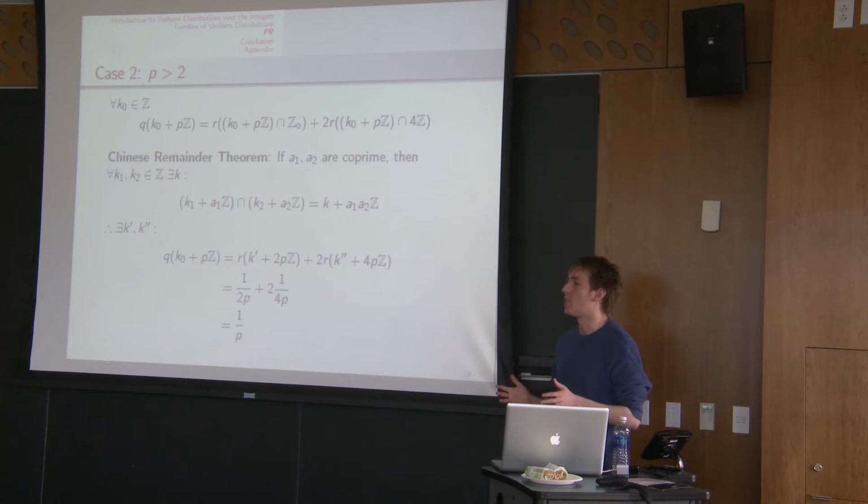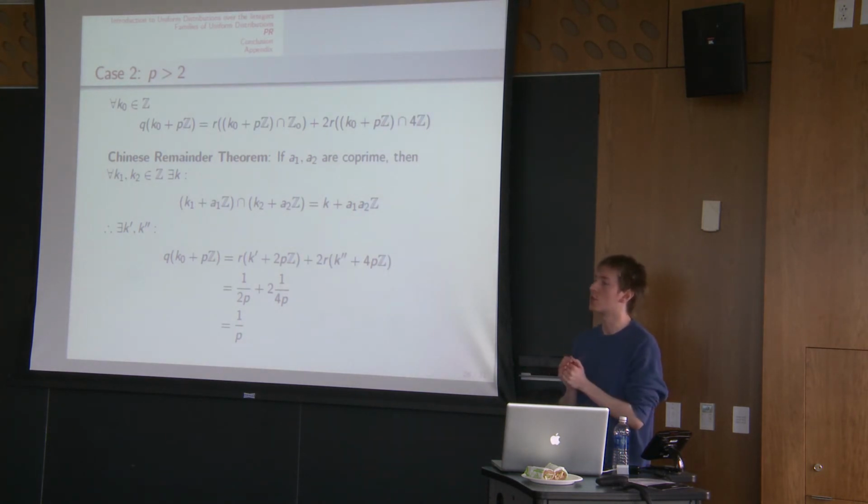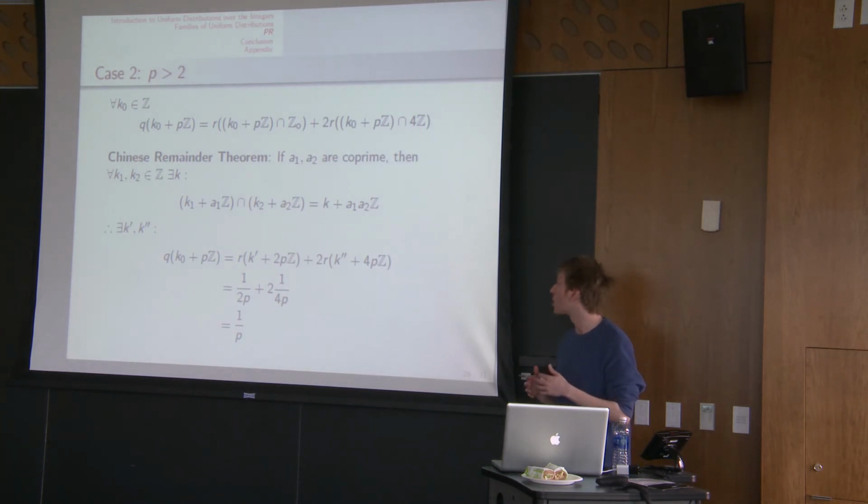Why that matters is we can apply the Chinese remainder theorem. The Chinese remainder theorem states that if you have two coprime integers, and you take a residue class mod one of those integers and intersect it with a residue class mod the other, you get a new residue class mod their product. Remember, coprime means that they have no common prime factor. We apply the Chinese remainder theorem to each of the intersections. At the top, we have these two intersections, and we get a new residue class mod 2p and a new residue class mod 4p.